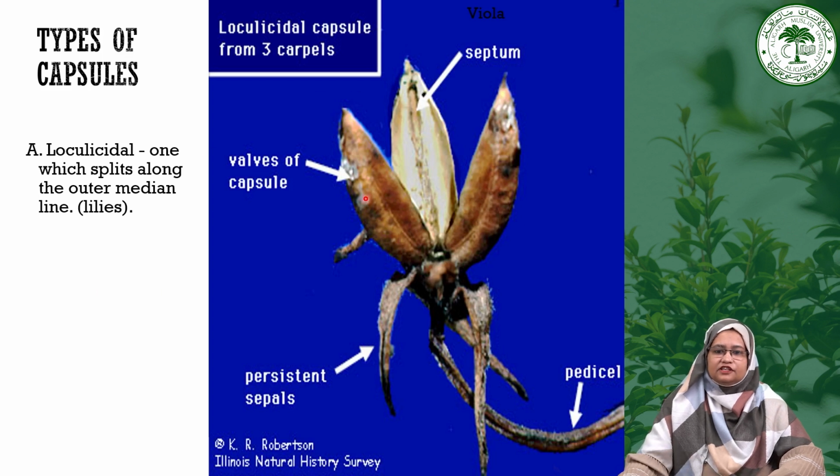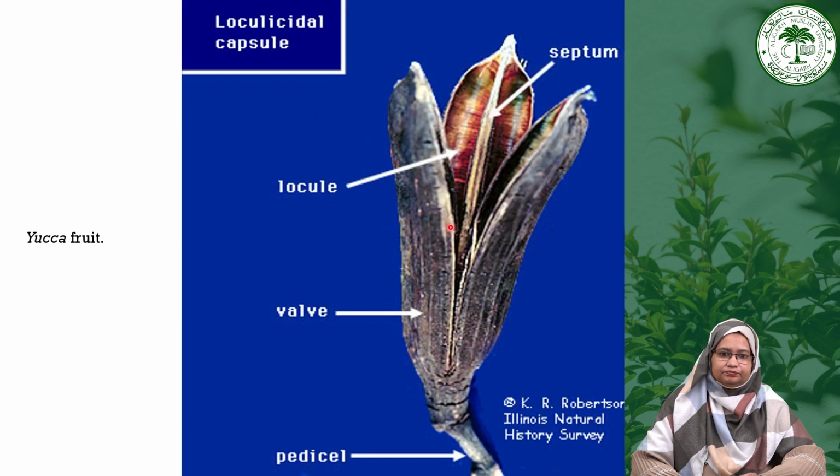They have this type of line of dehiscence, and this type of fruit is developed from a tricarpellary ovary. Then yucca, you can see it is also made up of a tricarpellary ovary. You can see these are the valves, and here these are the septa lines from where they will get dehisced.